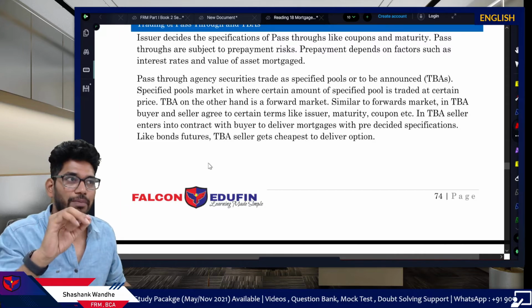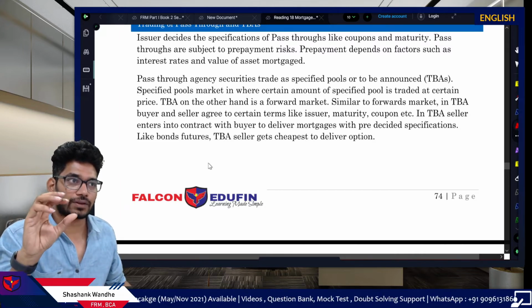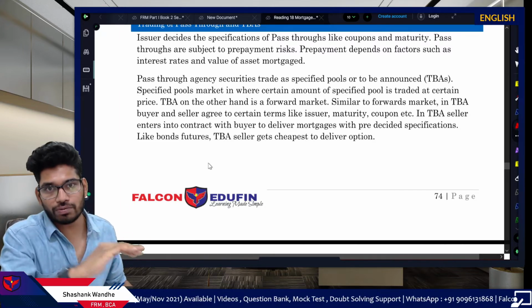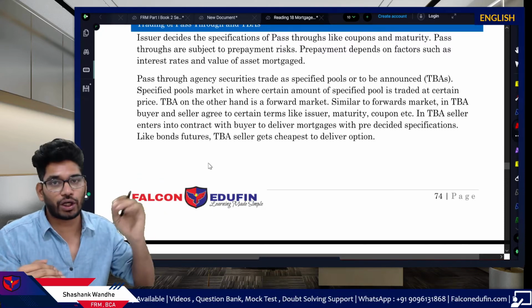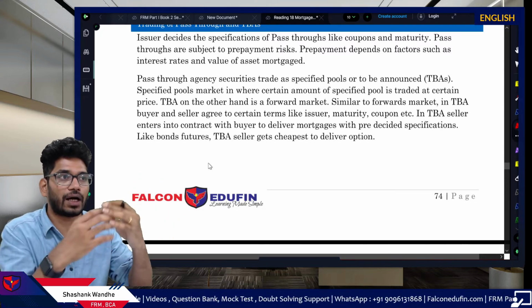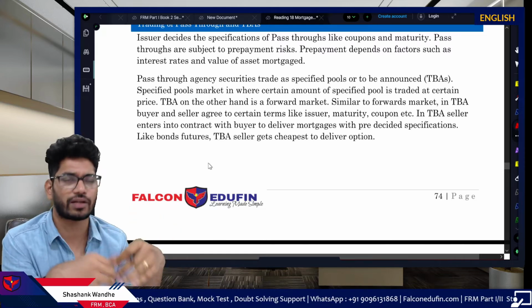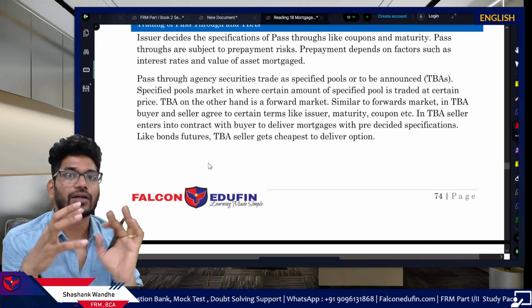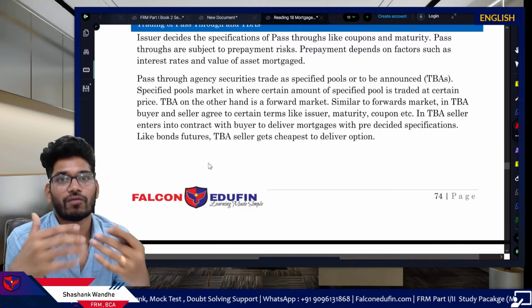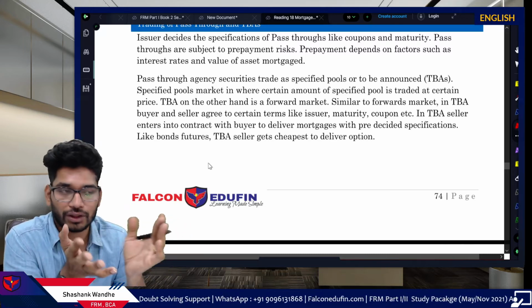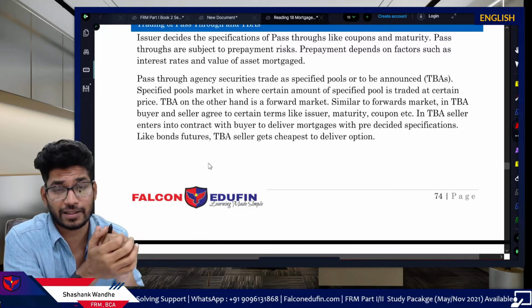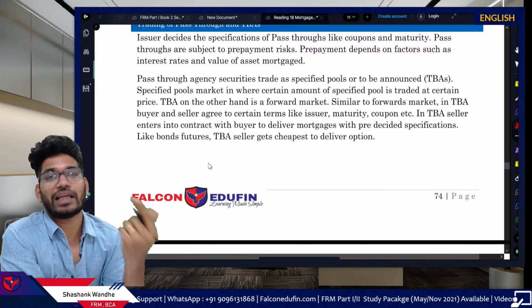It is just like, imagine you have a call option, you just don't know the underlying. You know the call's maturity, you know the call's premium, you know the type of call, whether it is an exotic call or a plain vanilla call. The only problem is you are not aware of what is in the underlying. That underlying will be declared just 2 days before your option's exercise. So this is how the TBA works, right?